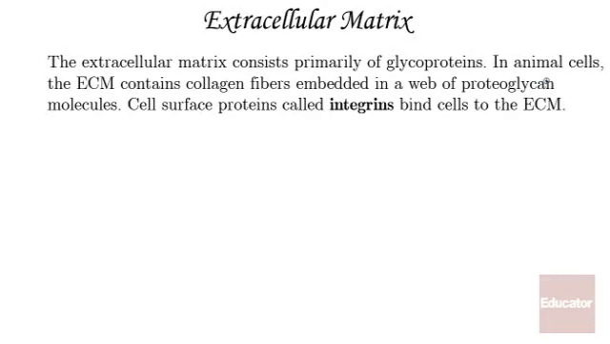We're going to begin by discussing the extracellular matrix. In previous lectures, I reviewed the internal structure of the cell. Now we're going to talk about the structure outside the cell. So the extracellular matrix actually consists primarily of glycoproteins. Glycoproteins, as the name suggests, are proteins, and they have carbohydrate chains attached. In animal cells, the ECM contains primarily collagen fibers. So these are a type of glycoprotein. And the collagen fibers are embedded in another type of glycoprotein called proteoglycan.